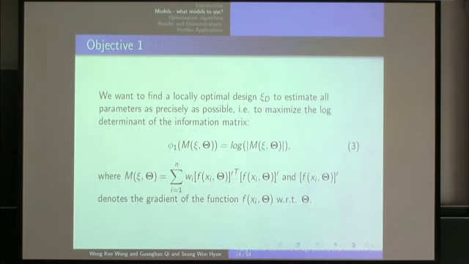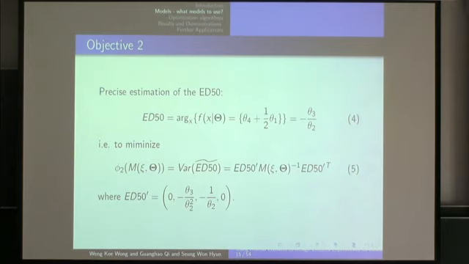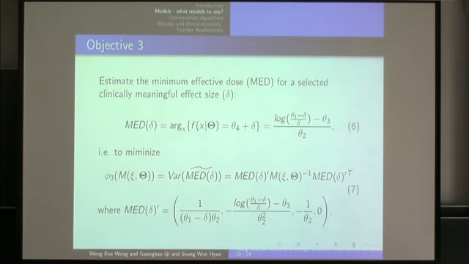So for estimating all the parameters, D optimality, the prime here denotes the gradient of the mean function, and this is just the transpose. And then for the ED50, you just use the delta method and try to find a design that minimizes the asymptotic variance. And likewise, for the minimum effective dose, given delta, you want to find a design that minimizes the asymptotic variance of this quantity.